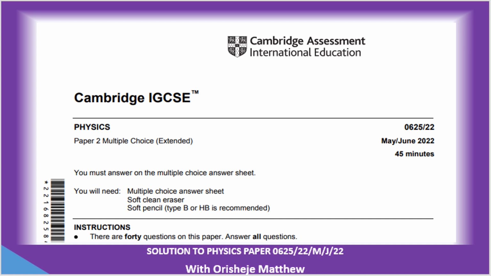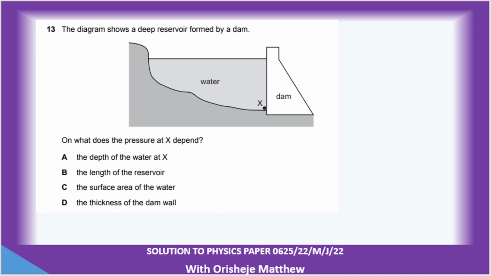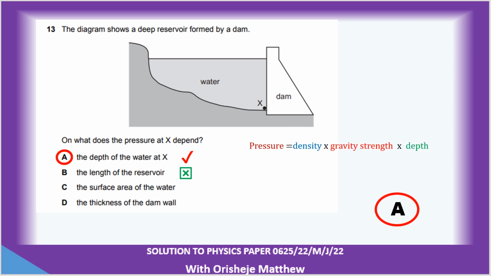Question 13. On what factor does the pressure at S depend on the depth? Pressure is equal to density times gravitational field strength times the depth.